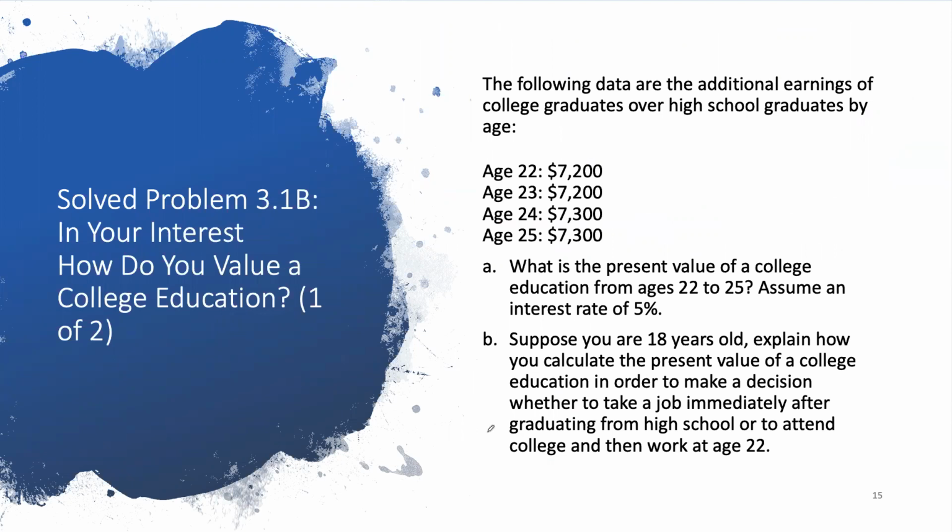So here's a real world example where you can actually see how this works out. The data we have here shows how much additional earnings college graduates have over high school graduates by age, right? At age 22, college graduates on average are making $7,200 more than people with only a high school degree. By age 23, again, the difference is 7,200, and 24 is 7,300, and 25, 7,300. Okay. So the question then becomes, what is the present value of a college education from ages 22 to 25, assuming that the interest rate is 5%?